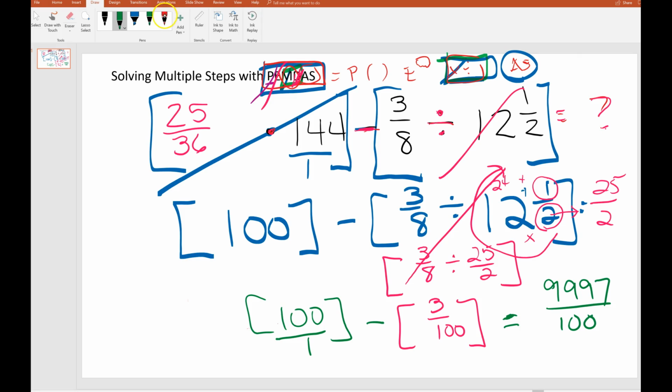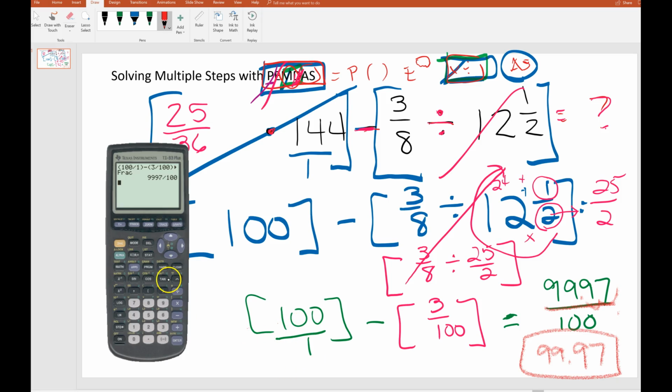If they're not, what you need to do then is take this division and read it as a division symbol. 9,997 divided by 100 is actually 99.97 if you're allowed to have decimal answers. I'm going to go ahead and show you how to do that in the calculator. So I'm going to take 9,997. I'm going to divide that by 100. And I don't need to go math, enter, because this time I'm actually not looking for a fraction answer. I'm looking for a decimal answer. And I hit enter.